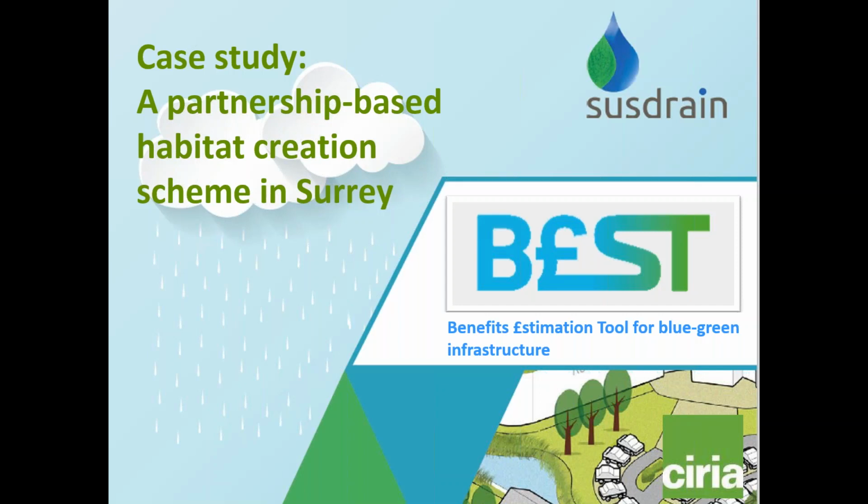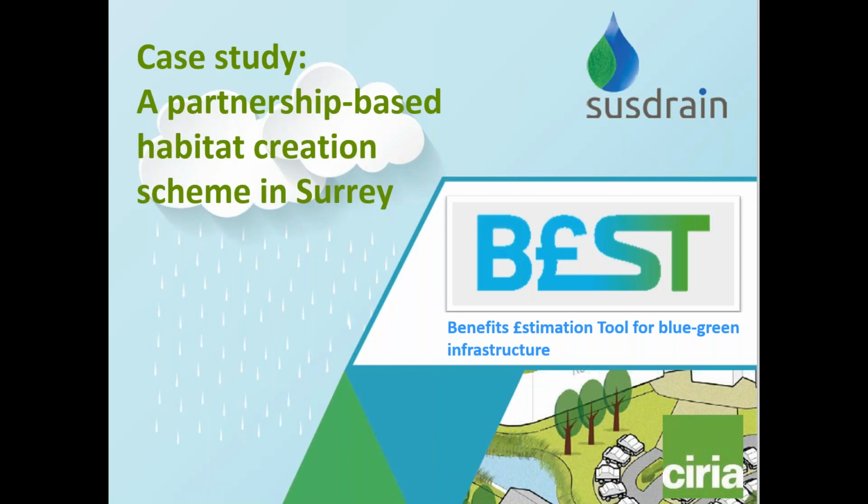During the development phase of BEST, we offered this as a case study to trial the tool. So we used Surrey's BEST tool to calculate the environmental and social costs and benefits of land use change. And we chose the tool because it takes an ecosystem services and natural capital approach in line with the 25-year environment plan. And it facilitated partnership working by capturing the multiple benefits that each partner is concerned with.